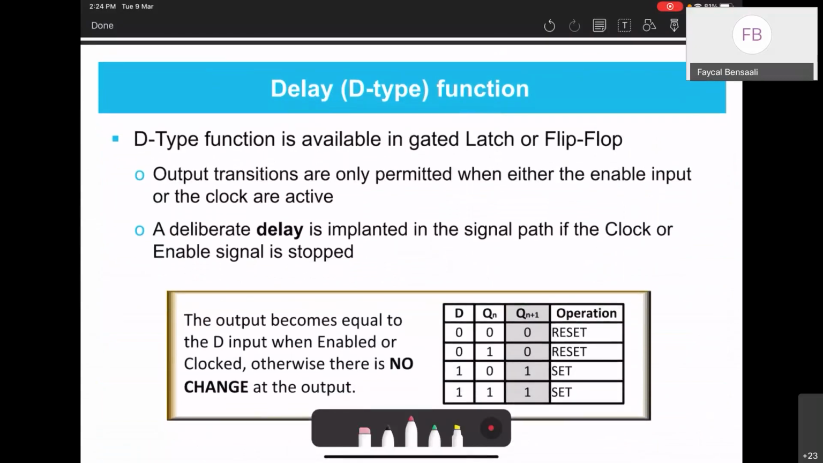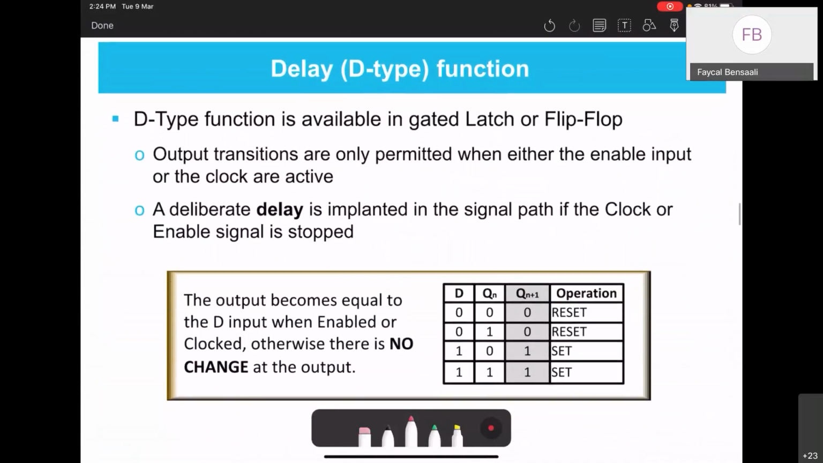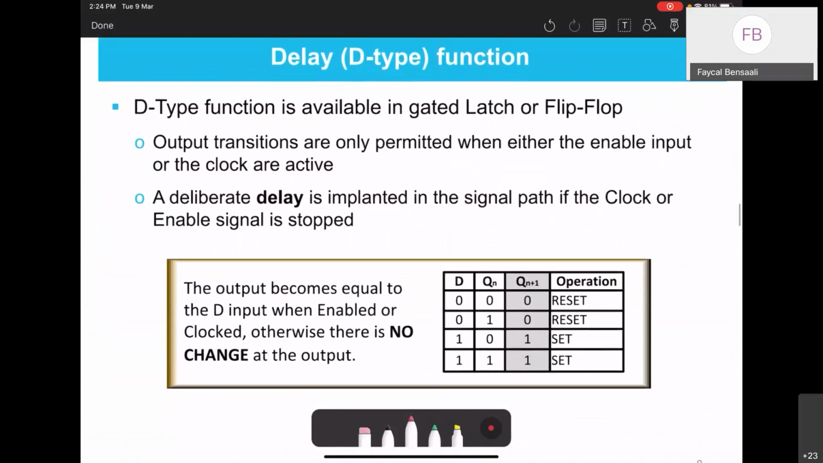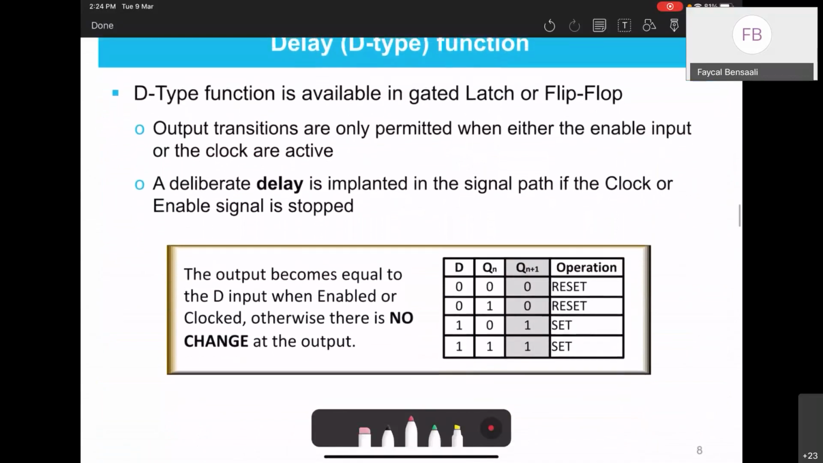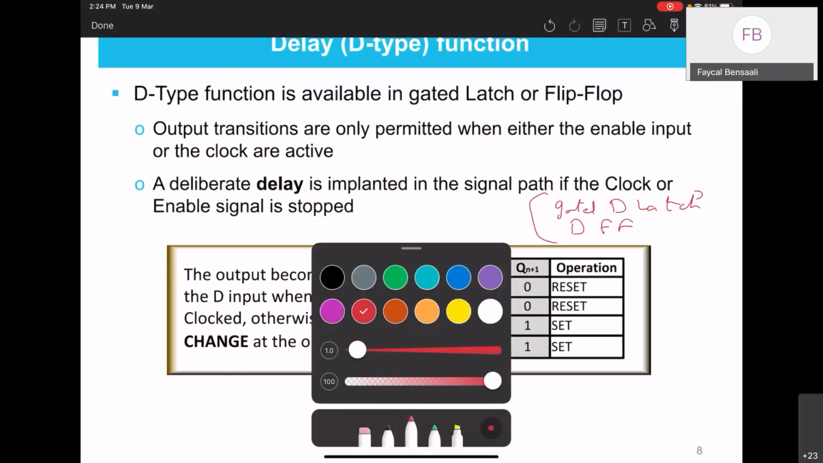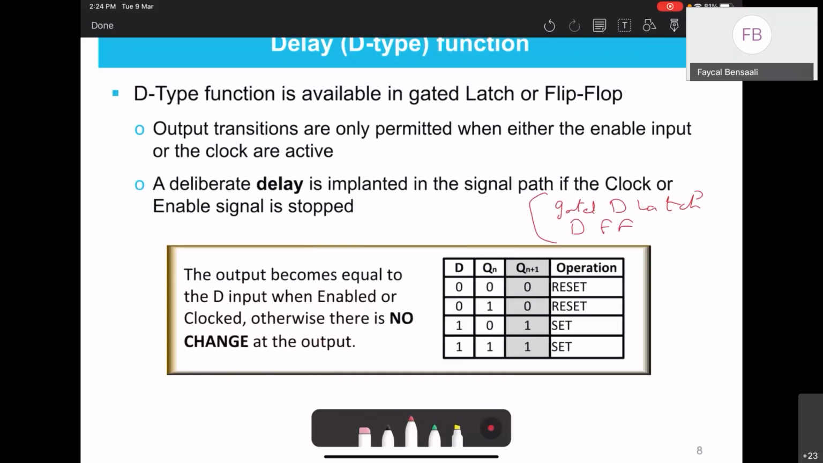Now we'll go to the D function. The D function is simpler than the SR. It's much simpler. And for the D function, as I said, we can find the D or gated D latch, and we can find the D flip-flop. Those are the two possible components that we can find with the D function.